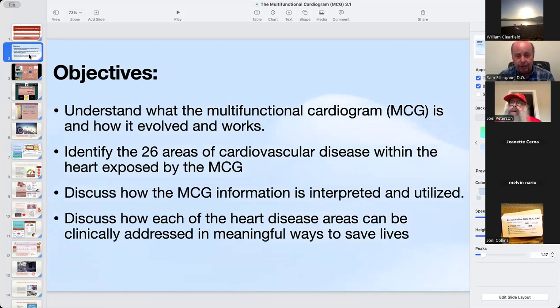I want you to understand how this information can be interpreted on a report. I'm going to show you 3 reports, and then I'm going to try to show you how to utilize this information to begin the process of reversing plaque in your practice if you're not already doing it.